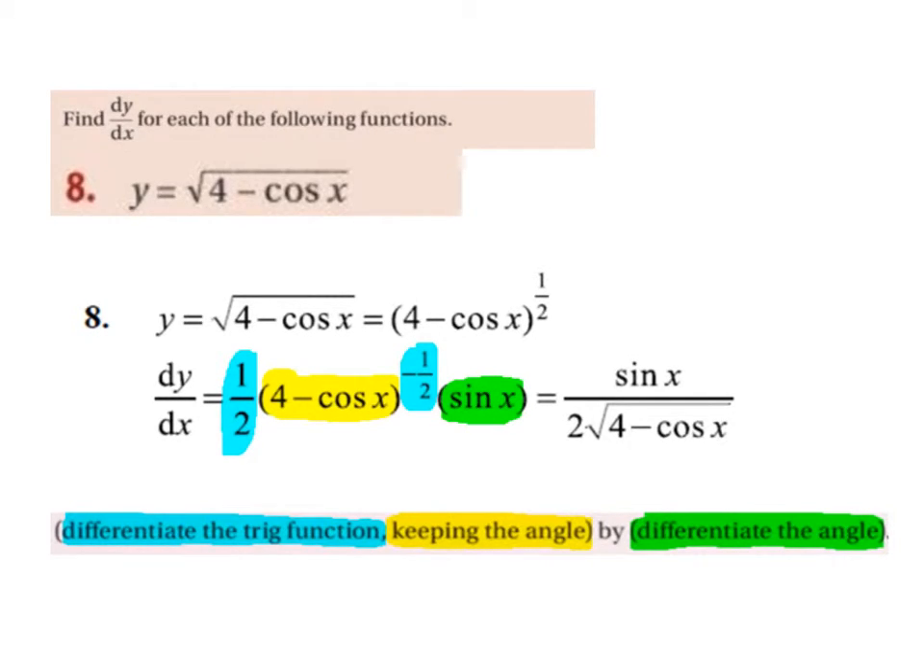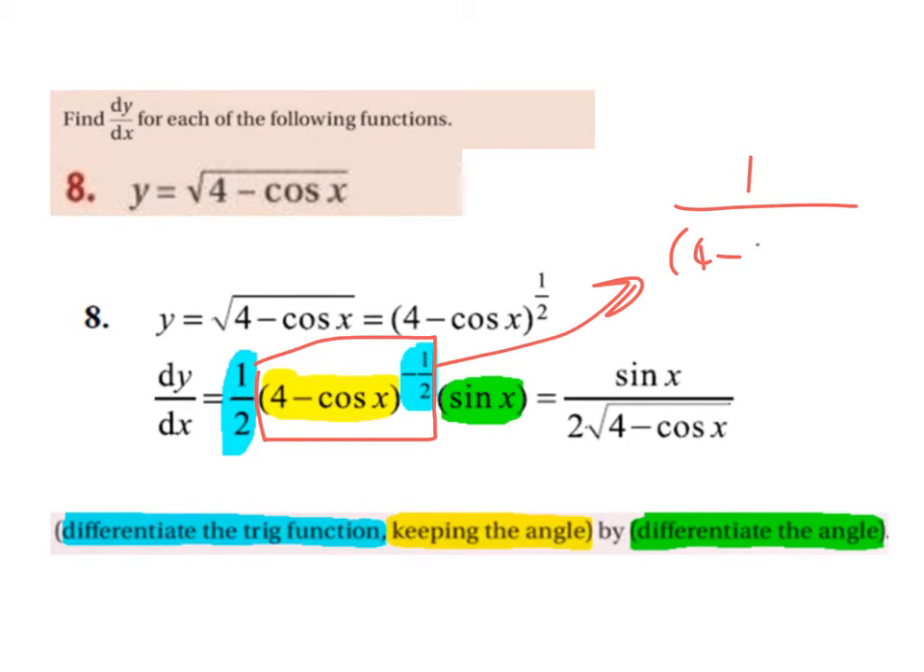So we're going to rearrange things because we were given a root in our question, so we want roots in our answer if there are any. So we don't want to have the power of a half anymore. So we just have to simplify. So (4 minus cos x) to the power of minus a half can be rewritten as 1 over. So the minus gives us the 1 over.